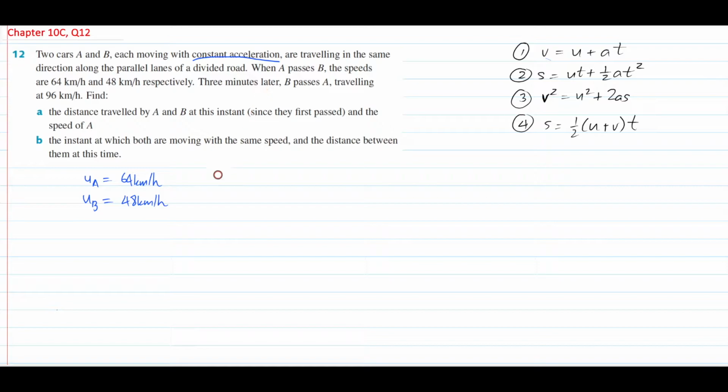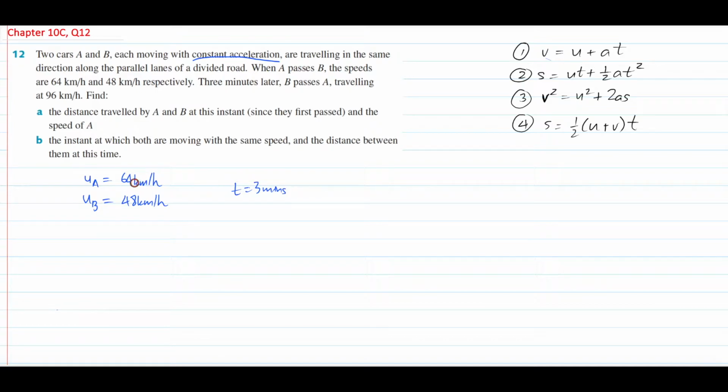3 minutes later. There are two important things here. One is they're telling you about the time. So the time is 3 minutes, so t equals 3, and that's in minutes. Our units for speed were in kilometers per hour, not minutes, so you will have to do some conversion. In this case, I'm going to convert everything into minutes.